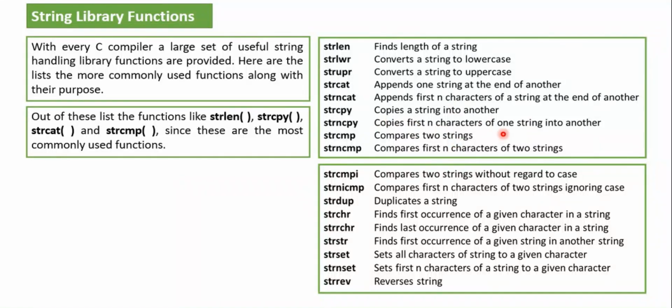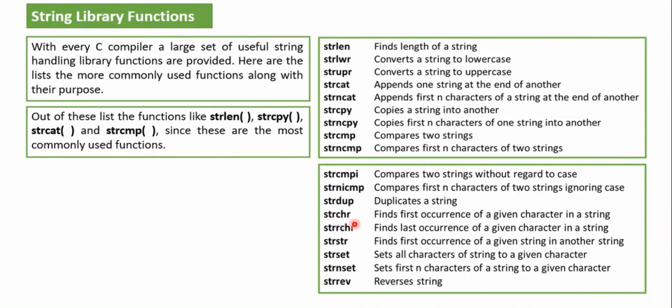strcmp compares two strings to see whether they are equal or not. Again, strncmp compares the first n characters of two strings. Next is stricmp, where i stands for ignoring the case, so the comparison of two strings is done without regard to case. Similarly, strnicmp compares the first n characters of two strings ignoring the case. Next we have the function strdup, which duplicates a string.